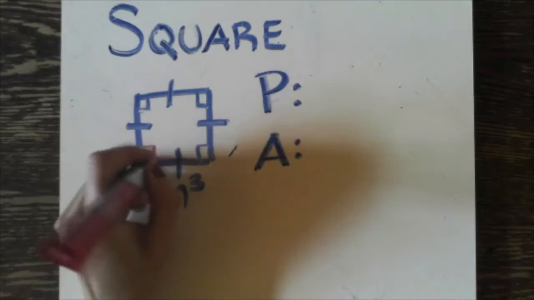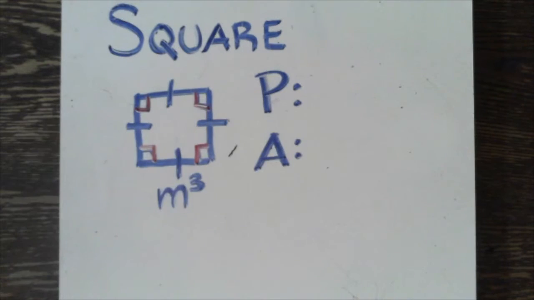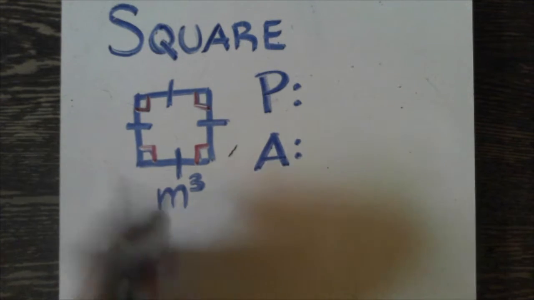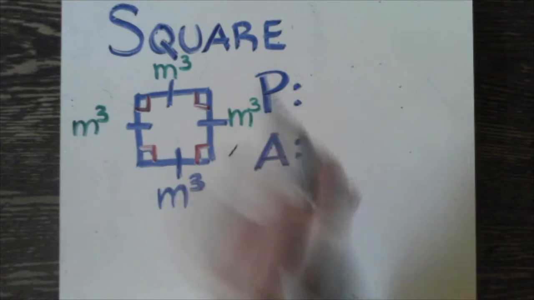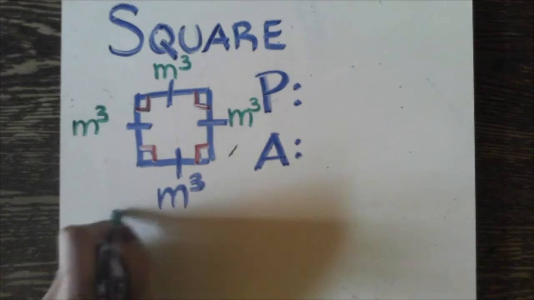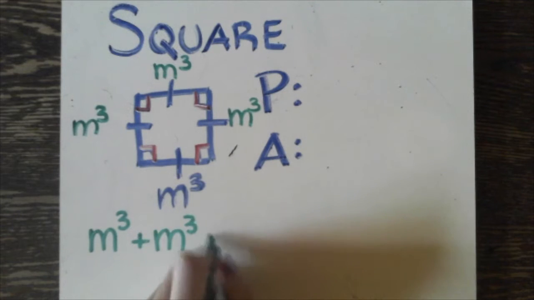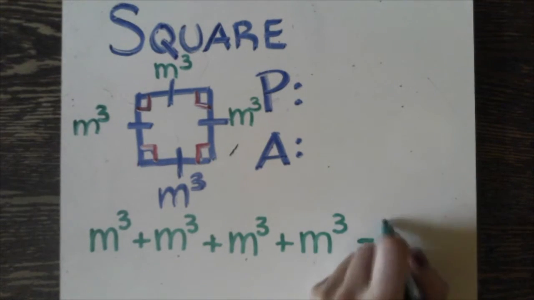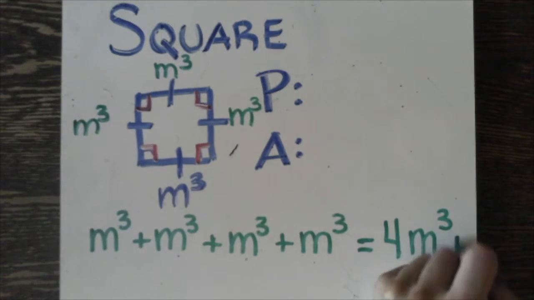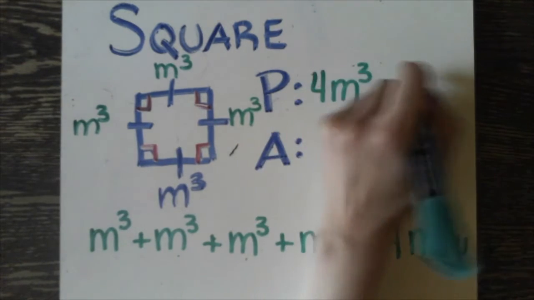In this example, we have 4 right angles, 90-degree angles, and 4 congruent sides, each measuring m cubed, which I know is a little bit confusing because they are variables. But to find my perimeter, I do what I always do. M cubed plus itself 4 times, or 4 times m cubed, which gives me 4m cubed units.